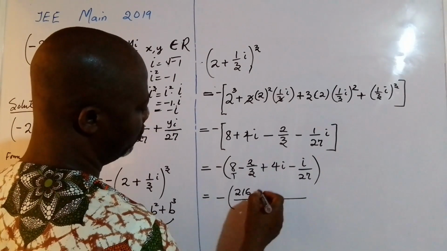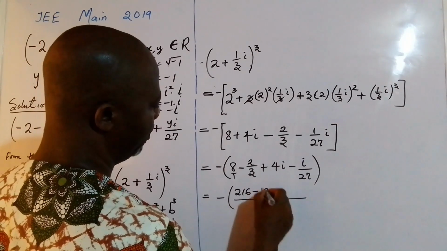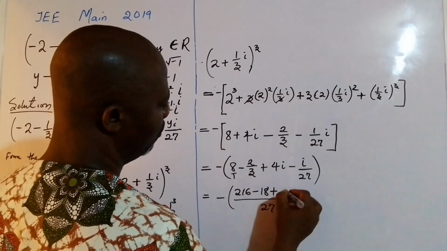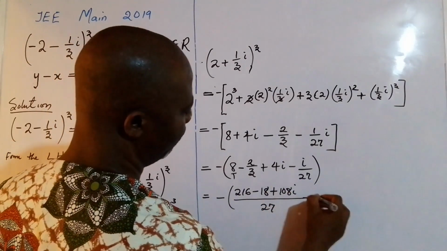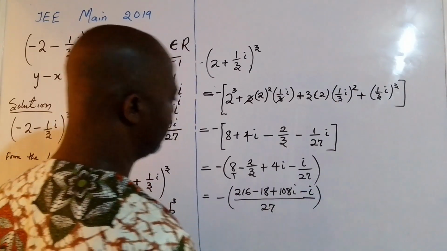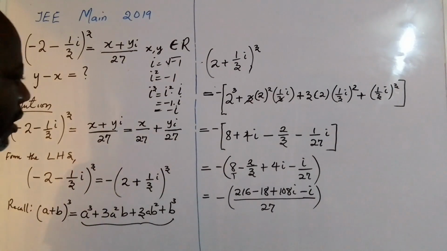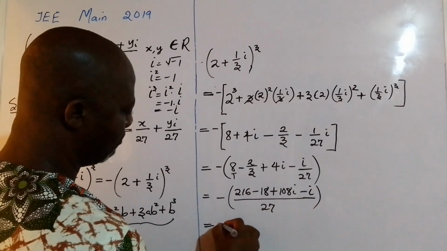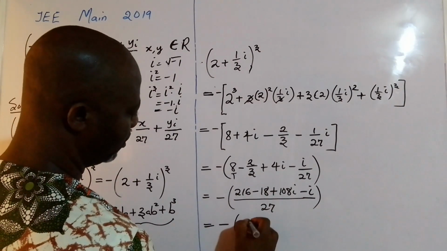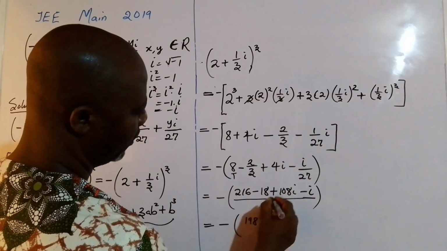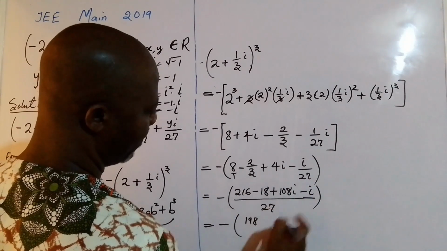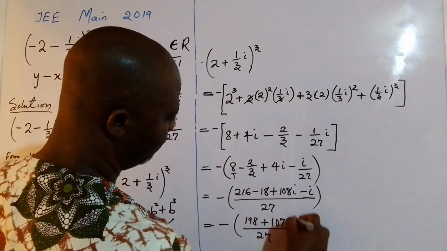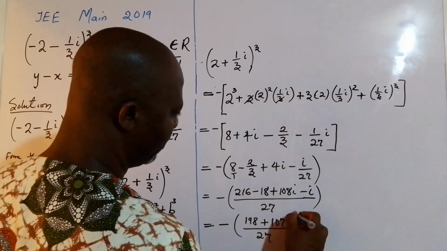So here we have 9 times 2, we have minus 18, plus 27 multiplied by 4 will give us 108i. And then of course minus i. Close things up. So let's make the numerator. Let's simplify things further. Minus, so this will give us 198, and then of course this minus this will give us plus 107i all over 27.